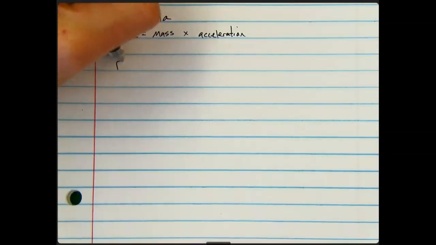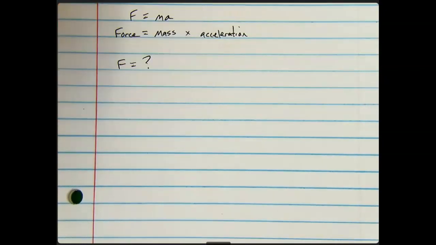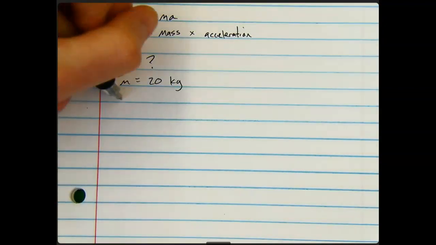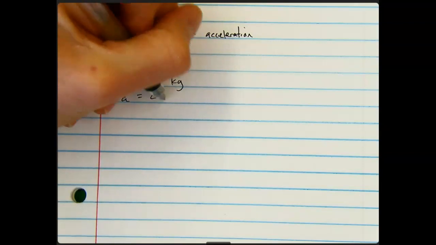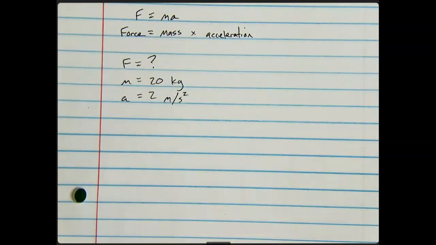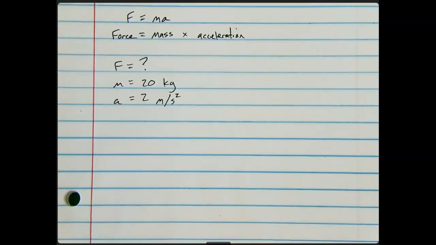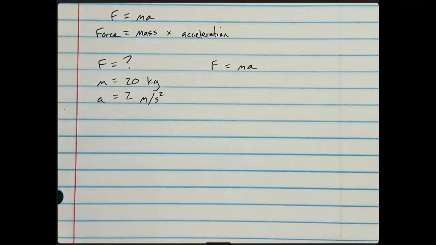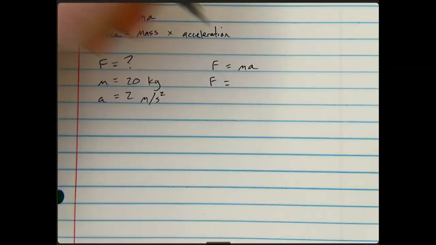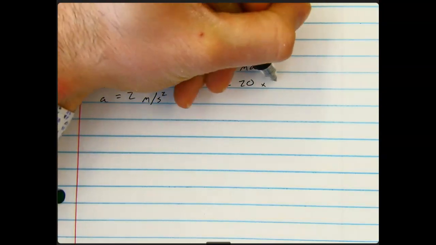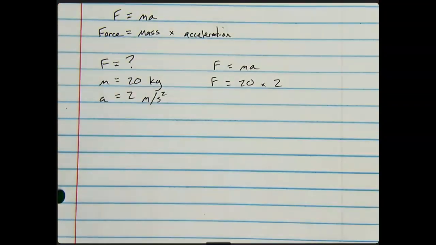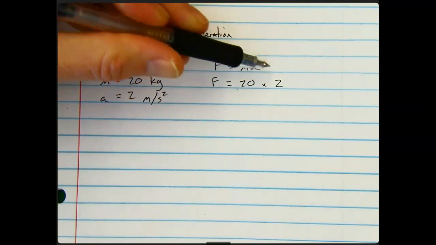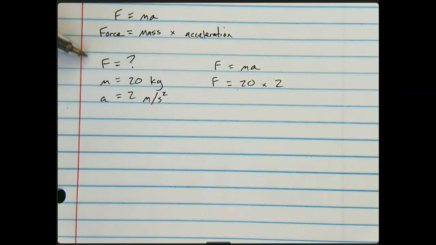So we have F is, well, we don't know. We have M is 20 kilograms, and we have A is equal to 2 meters per second squared. What I would do here is write out my equation: F equals ma. I know two of these numbers. F is equal to 20 times 2. I plugged in 20 for mass and 2 for acceleration, because those are the numbers that were given to us.